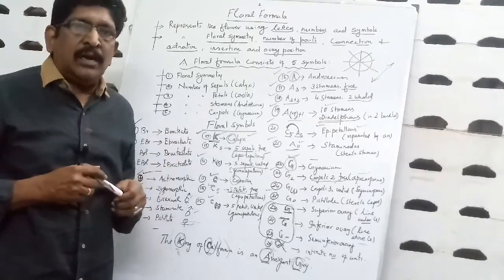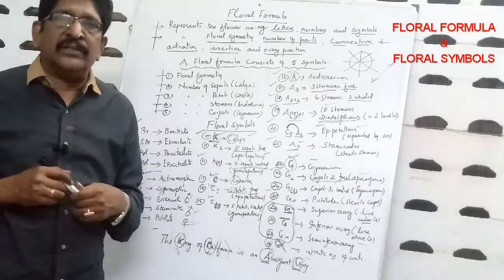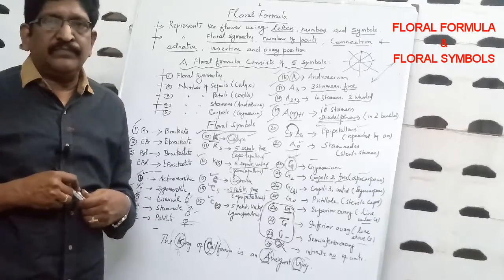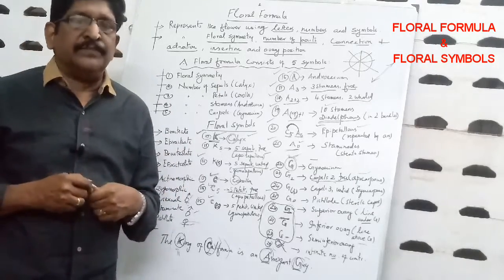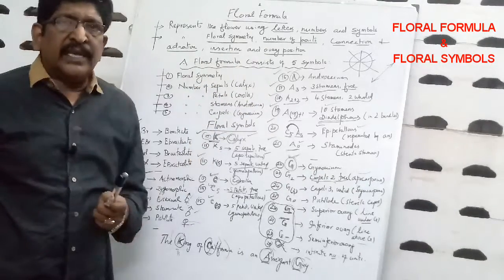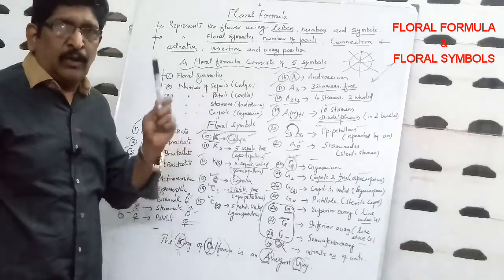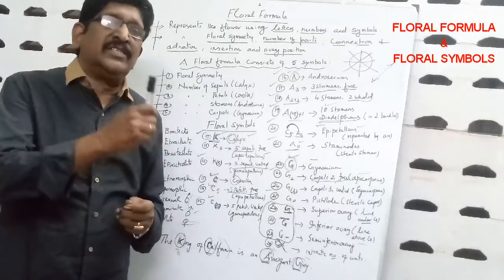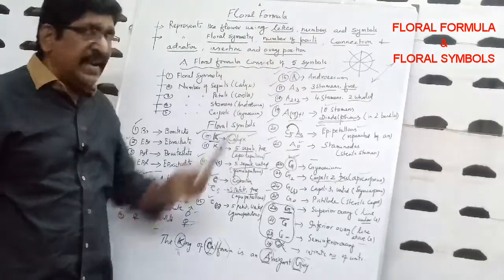Calyx and corolla are non-essential parts of the flower, whereas the androecium and gynoecium are the essential parts of the flower because they are involved in reproduction. Right. So among the letters, K represents calyx, C represents corolla, A represents androecium and G represents gynoecium. And then the floral formula includes the numbers.